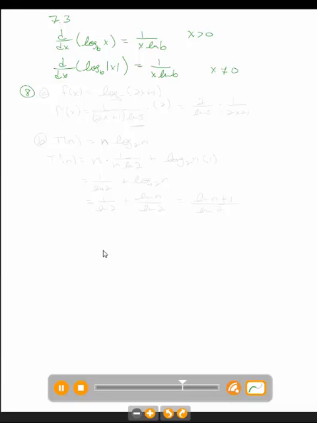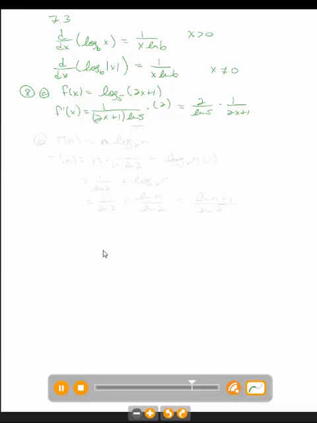Okay, so example 8, part A, wants us to find the derivative of f of x equals log base 5 of 2x plus 1. Okay, so according to my rule, it's 1 over the junk, and then down here there has to be a natural log of the base, times the derivative of the junk. The derivative of 2x plus 1 is 2. So we end up with 2 over the natural log of 5 with a constant times 1 over 2x plus 1.